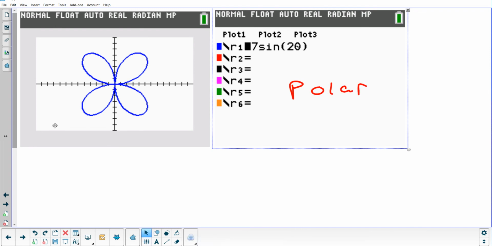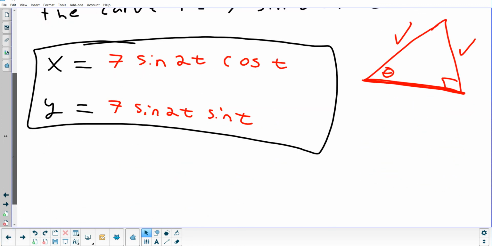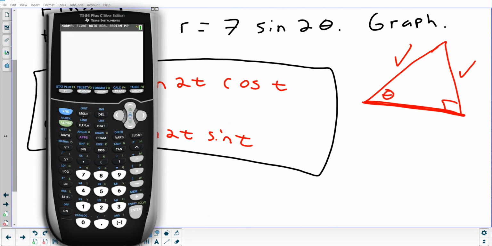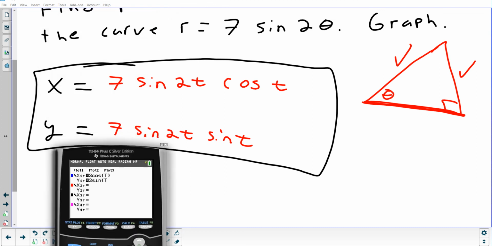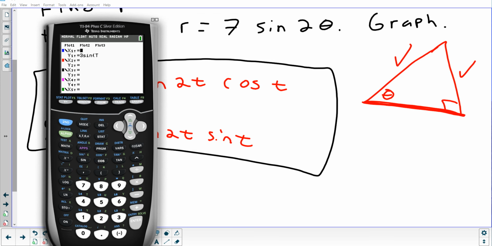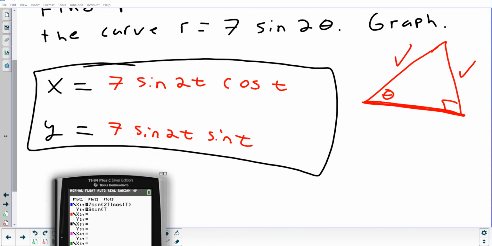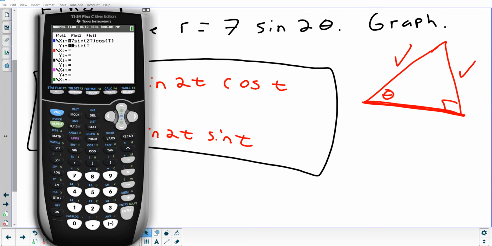Now let's switch over to parametric and type in what we found, and it should look exactly the same. So let's go to parametric. Put in 7 sine 2t cosine t. Put in 7 sine 2t sine t. Check your parameter. Yeah, looks fine. Hit graph.